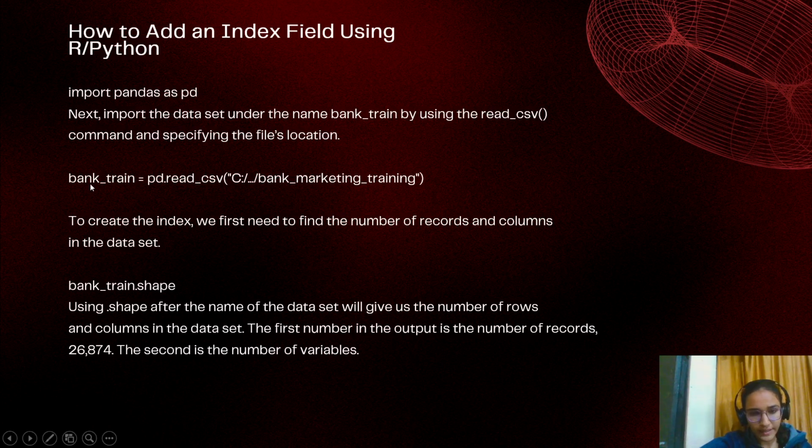To create the index, we first need to find the number of records and columns in the dataset. For that, we have a function named shape. Using shape after the name of the dataset will give us the number of rows and columns in the dataset. The first number is the number of records. The second is the number of variables. So let's implement this.